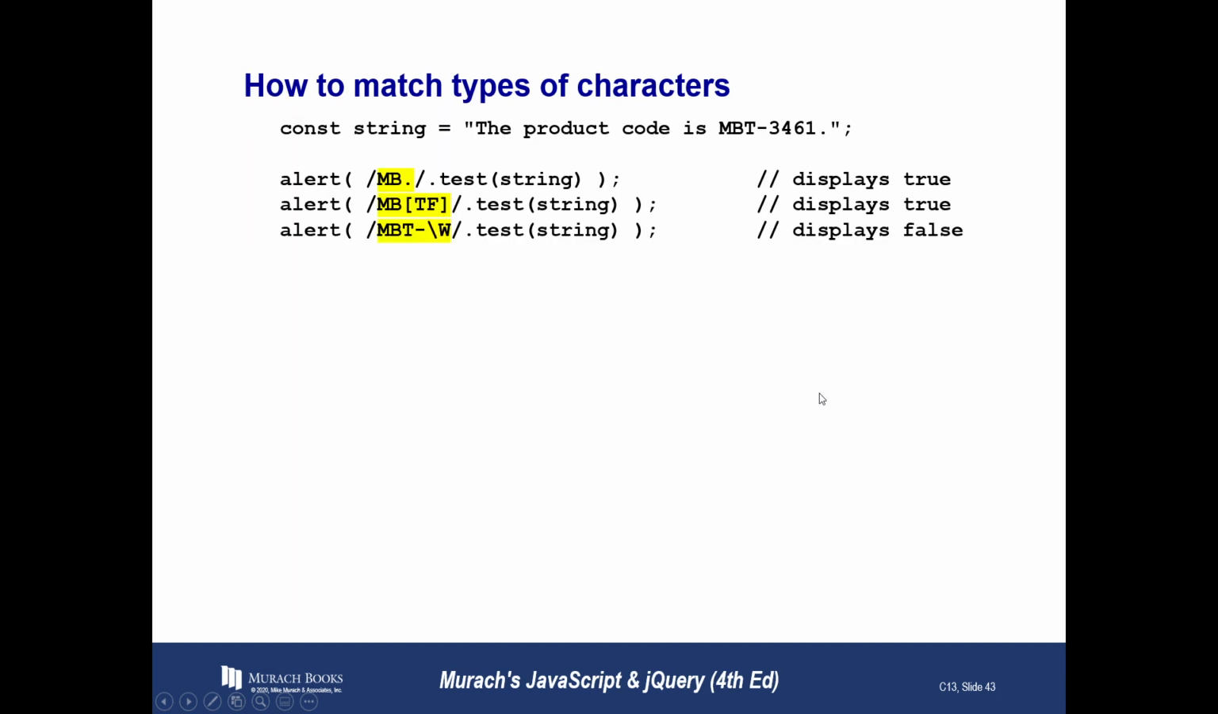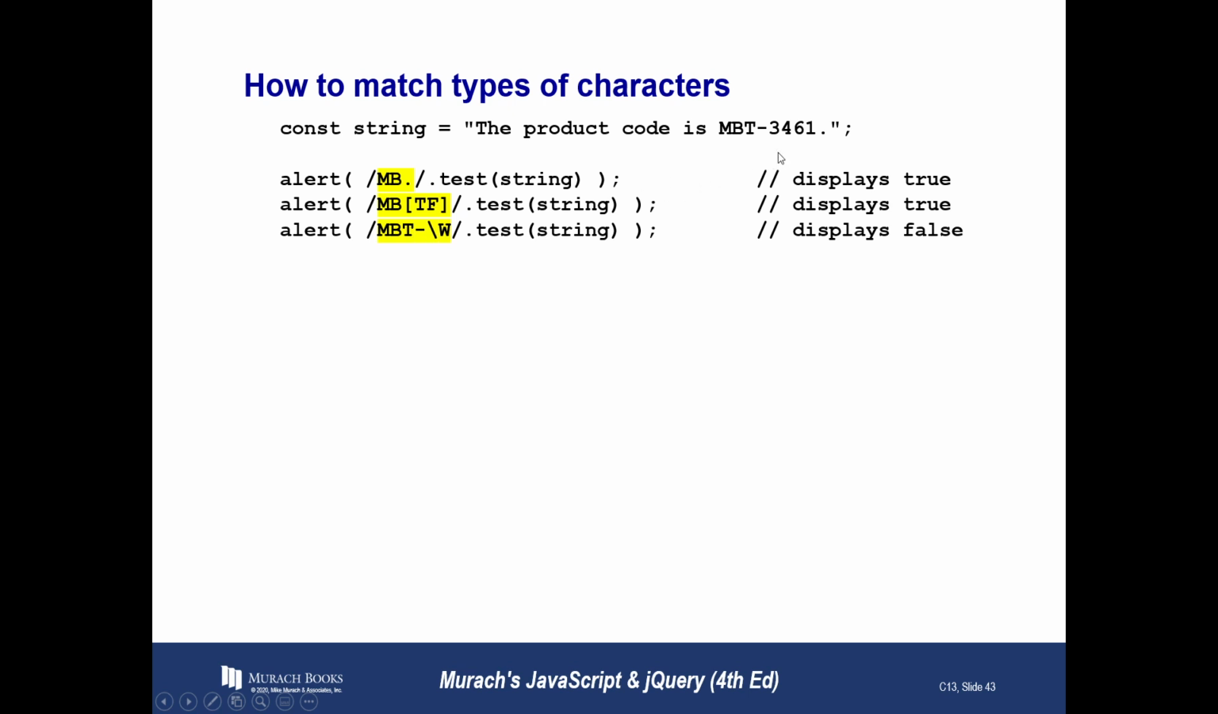Let's look at some examples. So MB dot, this means I'm looking for the letter M and then the letter B and then any other character. We do have it here, so this comes back as true. MB and then TF between brackets, this means I want the letter M and the letter B and then one of these characters, which is T or F.